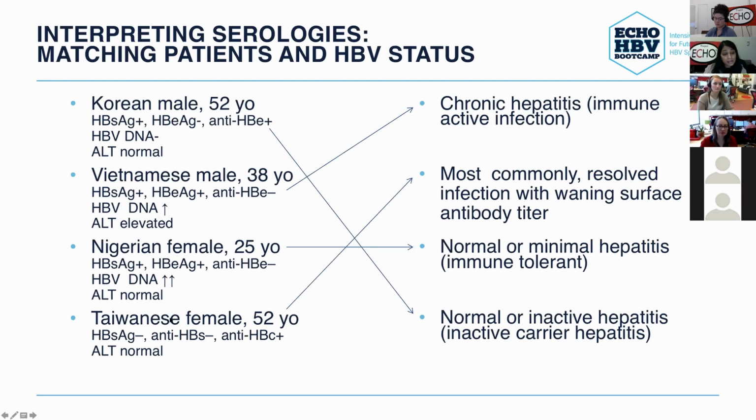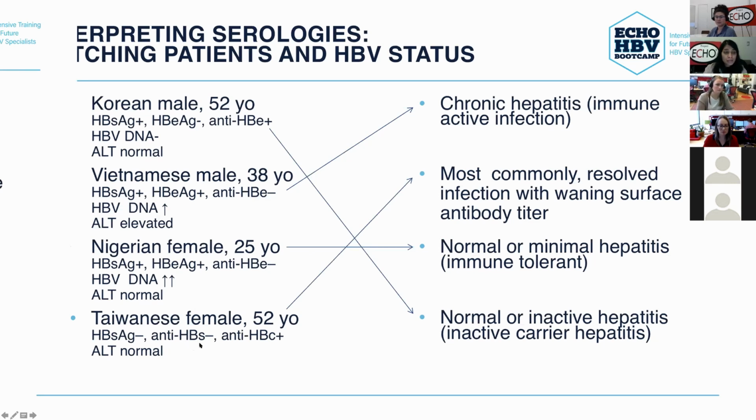And then finally, the last mock case here is a 52-year-old Taiwanese female who's surface antigen negative, so no longer has active infection. Their surface antibody is negative and their core antibody is positive and their ALT is normal. So again, 9 times out of 10 the interpretation of this will be resolved infection, and they may not have developed, or had a waning, surface antibody titer.